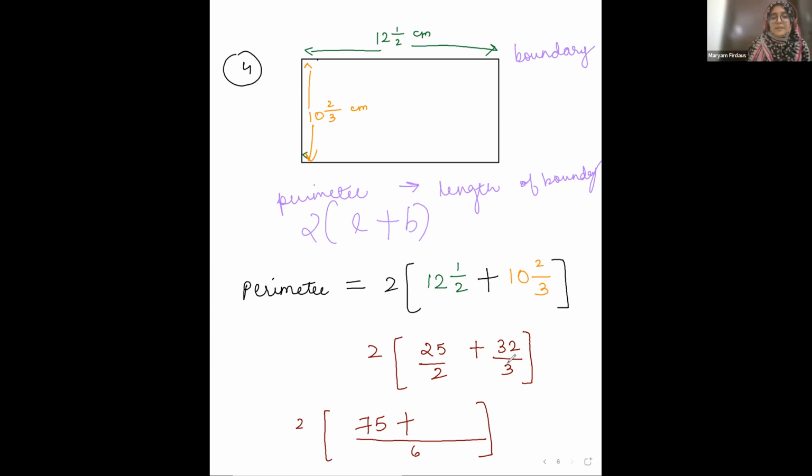One sec. Hiba, 3 multiplied by what will give you 6? 3 multiplied by what? 3 into what is 6? 2. So 32 into 2 is? 6. 32 into 2? It will be 64. Okay.